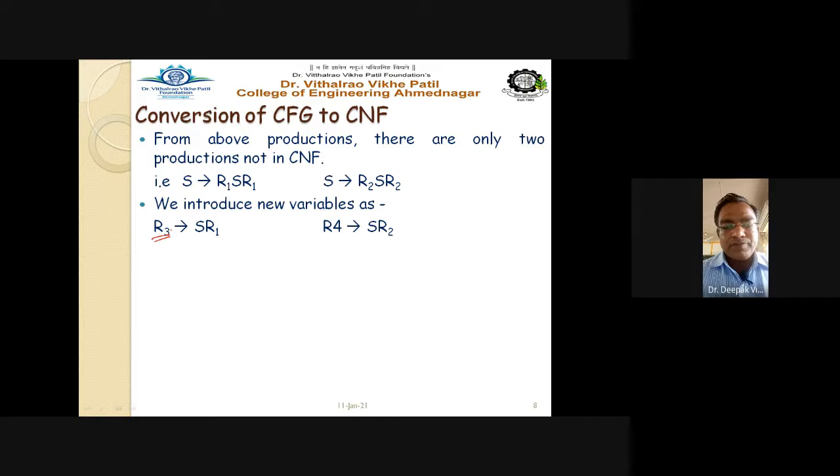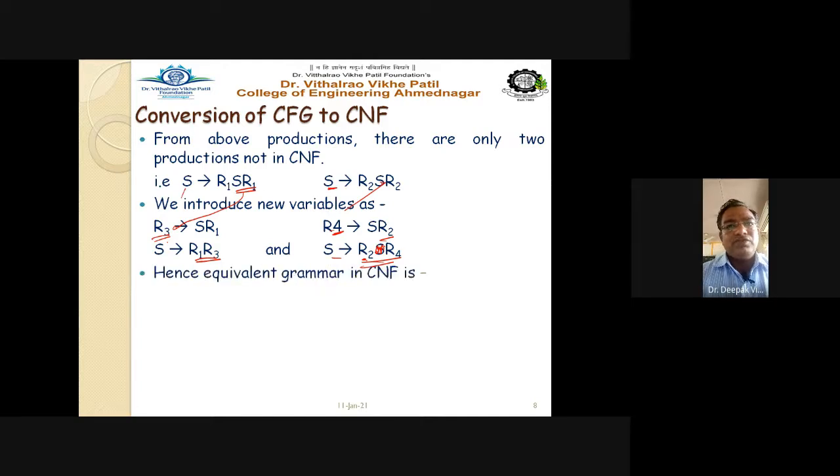So this is the step. You have to add the new non-terminals here. You have to just go on adding new non-terminals. So R3 is nothing but SR1, this you take as R3, and R4 is nothing but your SR2, you take as R4. And your rule becomes now, so this S becomes R1 R3, and this particular S produces now R2 R4. Getting this point?